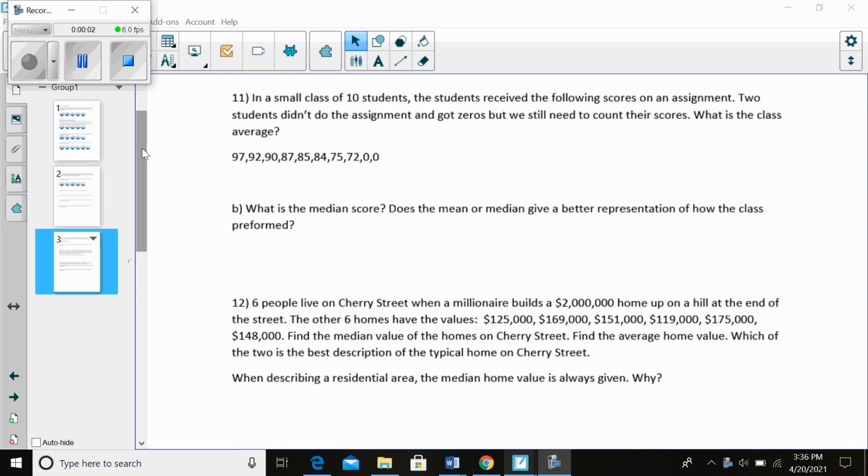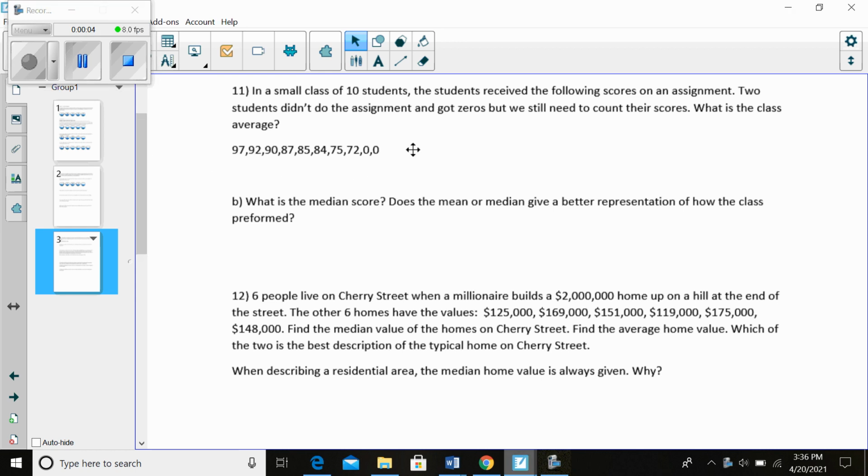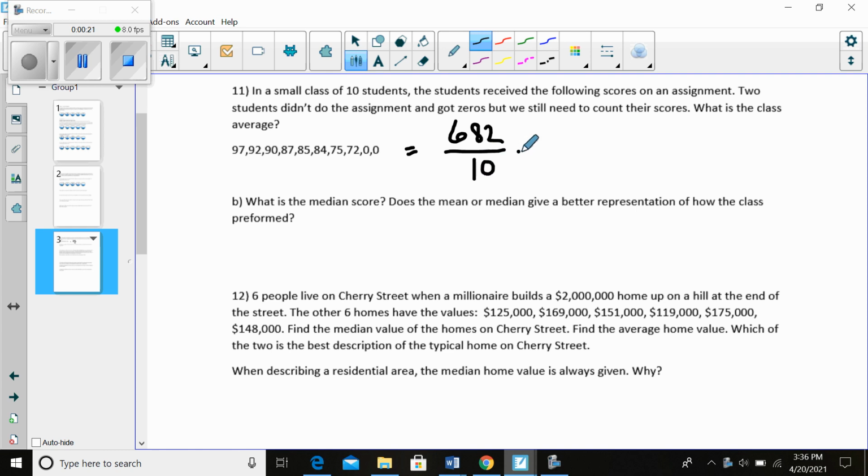So I had asked you to compute the average, the class average in this example. So you would have added up all the scores. They add up to 682. You would have divided by 10, and the class average is 68.2.